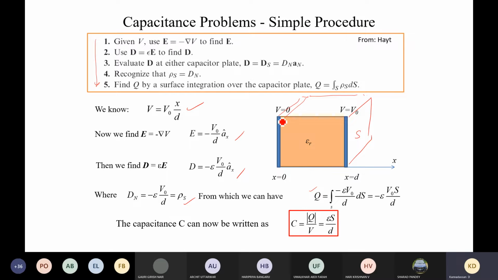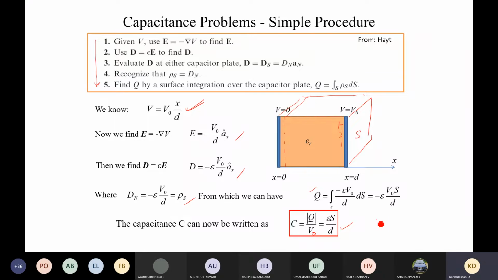The total charge on either side, positive or negative, like here it is positive, any one you can consider. So that charge we can easily calculate. Since the charge is calculated, you can simply divide by the potential V, the applied potential here being V naught, and that gives us epsilon S by d.